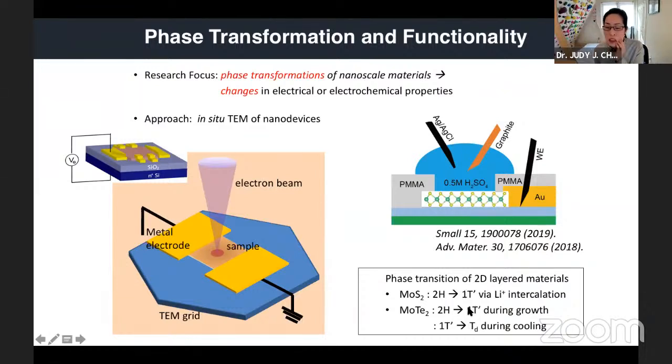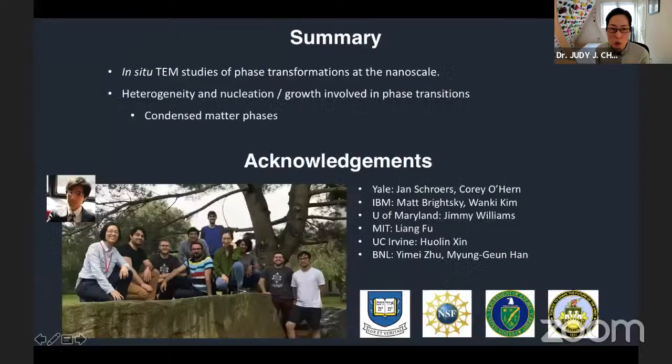So we have a number of studies that are coming out, which, if you're interested, can be found in the group webpage. So to conclude, one of my favorite approaches to study phase transformations at the nanoscale is in situ TEM, because this gives us real space information. So it gives us how the heterogeneity at the nanoscale can affect the dynamics of phase transformations.